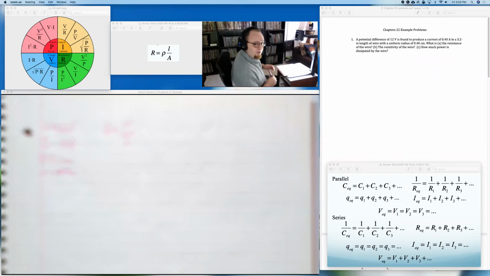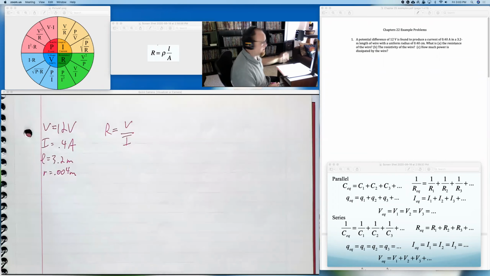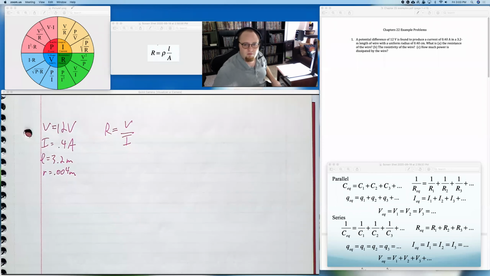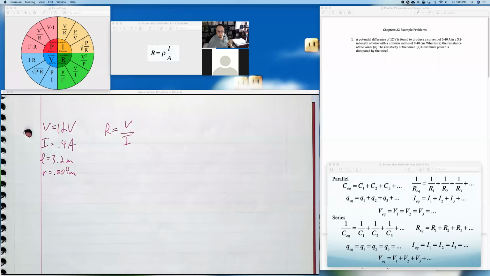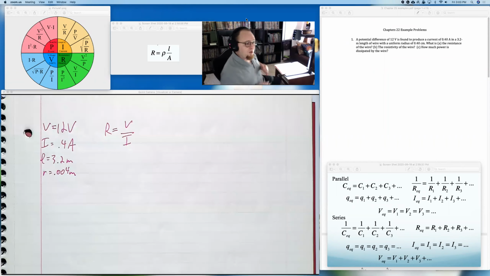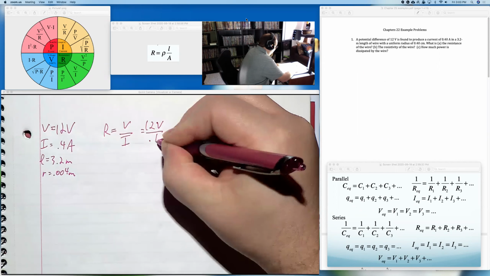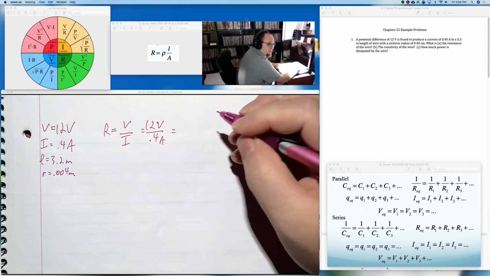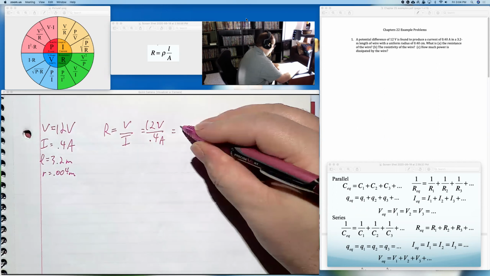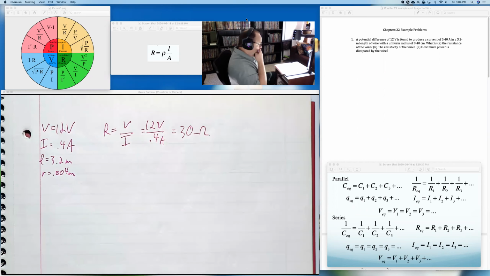Okay, well, autofocus is off. There we go. And so I can look at it and say, if I want to find the resistance, I'm just going to say it's 12 volts over 0.4 amps. 12 volts over 0.4 amps is 30 ohms.